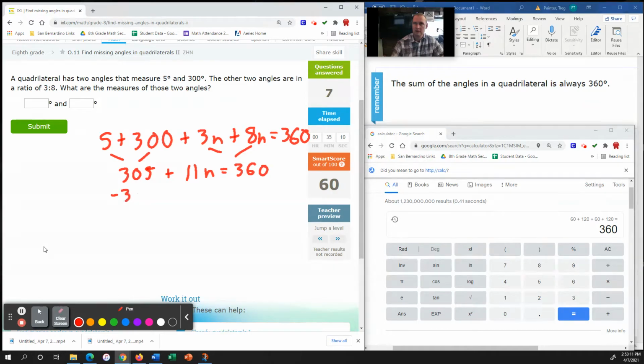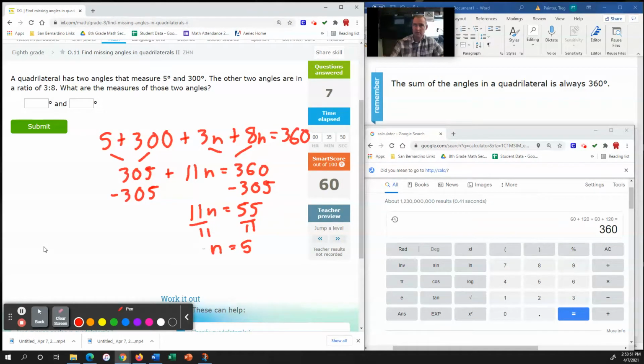So let's just subtract our 305. So subtract 305 from both sides, minus 305. And 11n comes down to give us 360 minus 305 is 55. Yeah, that shortened it down quite a bit. I think I like that way better. So that's just combining like terms right off the bat. All right. Divide 11 from both sides to isolate our missing angle value. We got n equals 55 divided by 11 is 5.